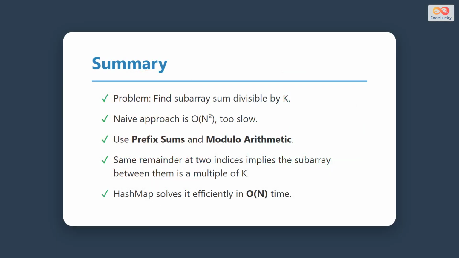To wrap up, we took a problem that seemed to require checking every subarray and optimized it using mathematics. By realizing that equal remainders in prefix sums indicate a valid subarray, we reduced the complexity from n squared down to linear time using a hash map. This is a powerful technique to keep in your coding toolkit.